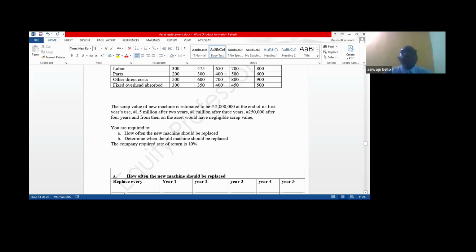Examiner says the cost of capital is 10%. To answer requirement A, requirement A is identical replacement. We are going to buy a new machine, and we are going to replace it with the same machine. How often should we replace the new machine? Cost of capital is involved. In this case, we are going to use annual equivalent cost.